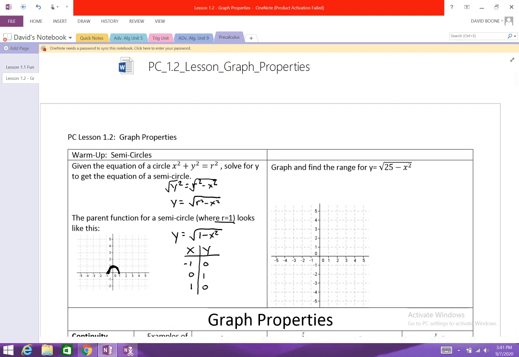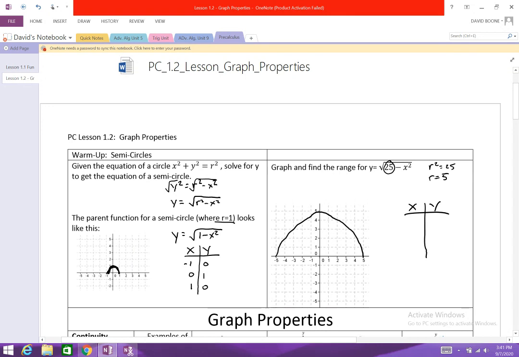If I look at just graphing this one by hand, I would know here that's my r squared. My r squared is 25, so I know my radius would have to be 5. And I would have a semicircle that would go like this. Okay. Again, you could do that with a table of values, looking at that to help plot this if you want to really go old school on this.